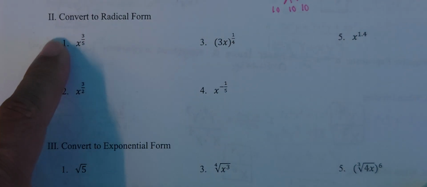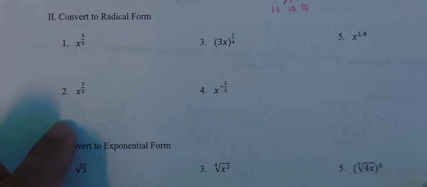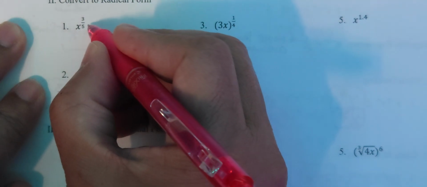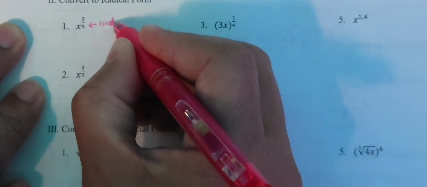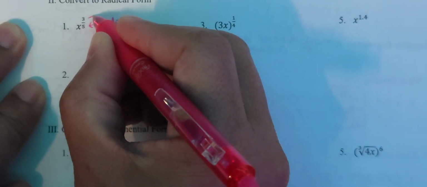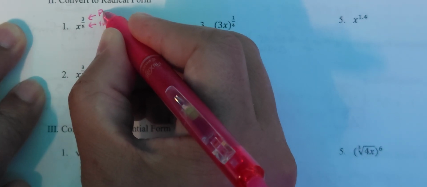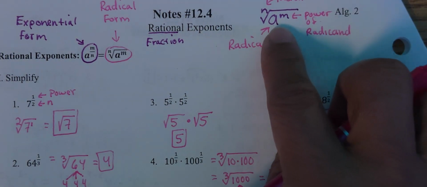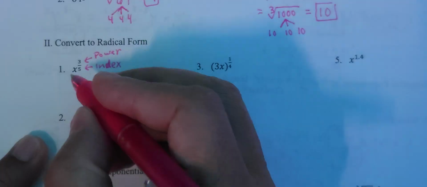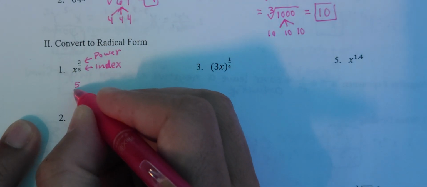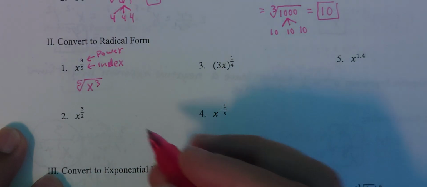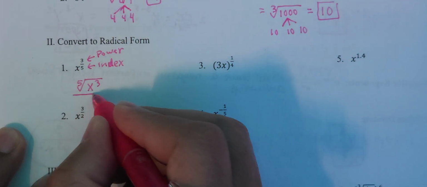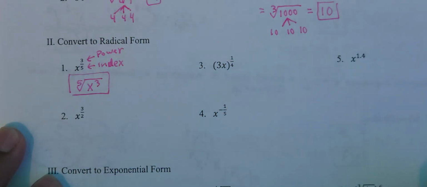Next, we're going to convert to radical form. Again, this is the index of the radical, and this is the power, in this case, of x. So I'm going to convert it to this form. This is the 5th root of x to the 3rd. I can't simplify this any further, so I am done with this problem.